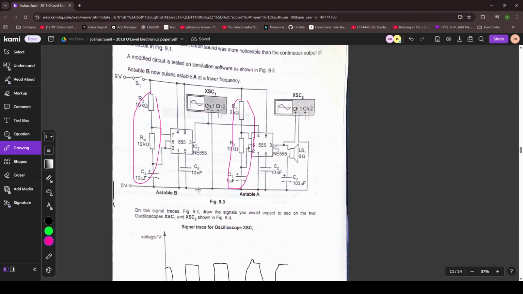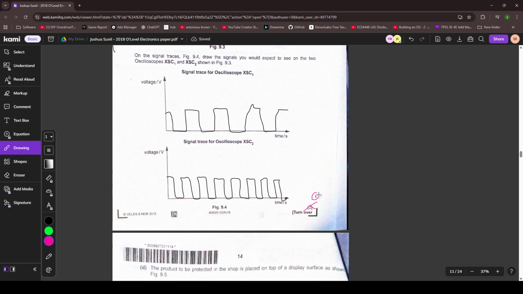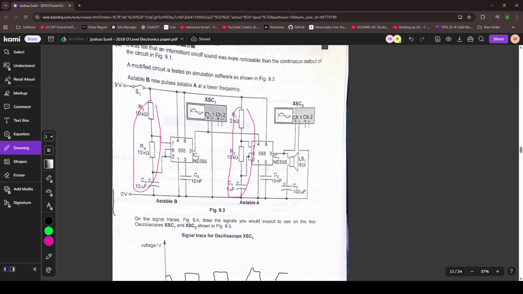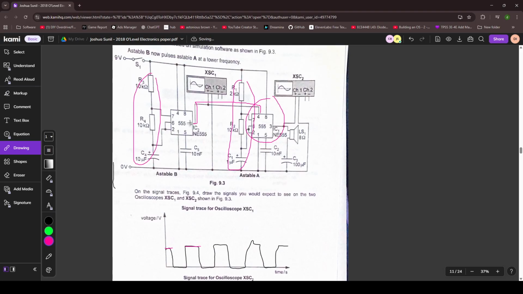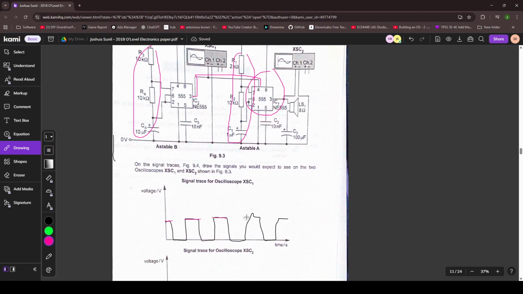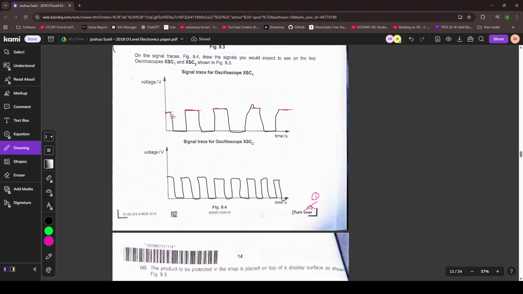But this is wrong. You only get 1 mark. The reason why is that this can only operate when this is high. You see this? So when the XSC1, the output of the first 555 timer, is high, only then can the bottom one be on and have a trace. And as you can see, that's not the case because you have power on here, you have power on here.